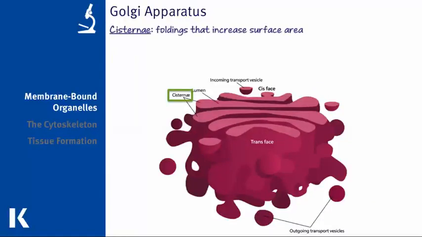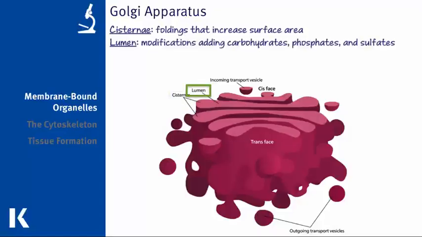The Golgi apparatus needs a lot of surface area for receiving molecules from the endoplasmic reticulum and then sending them back out once they've been packaged. This is created by having cisternae, which are basically just folds that create space for molecules to land on. The lumen, or the space inside the Golgi apparatus, is the business section where proteins and fats are modified to make them active and transportable.